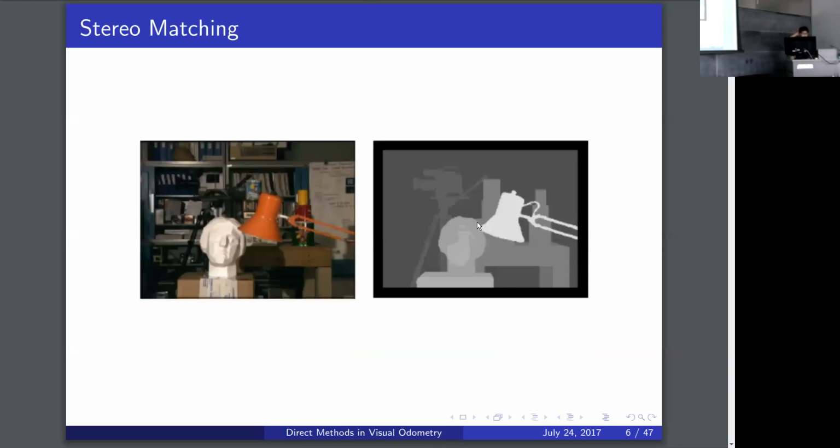So before I go directly into direct methods, direct methods actually have a precursor, and that is stereo matching. What I mean by that is that if you have an image, what we want to get is the depth of the object seen, and we do that by having a pair of images. One has a slight offset compared to the first one, and you would obtain a disparity curve like the one on the right.